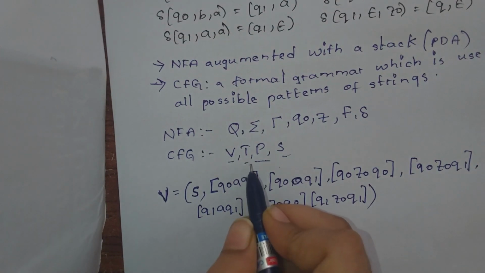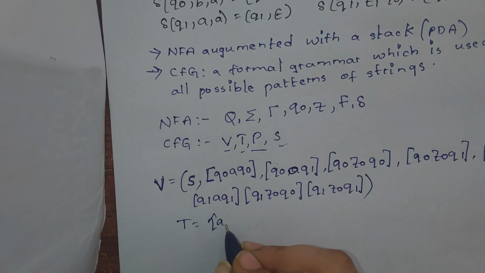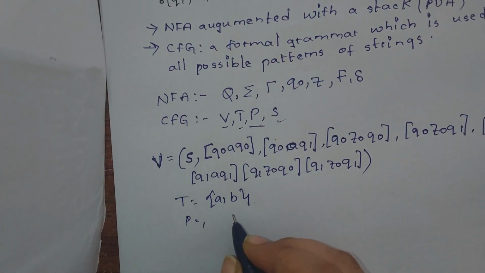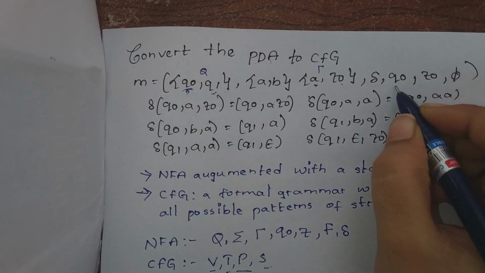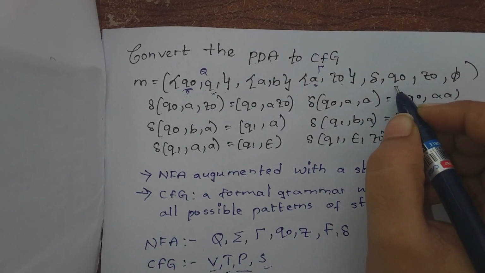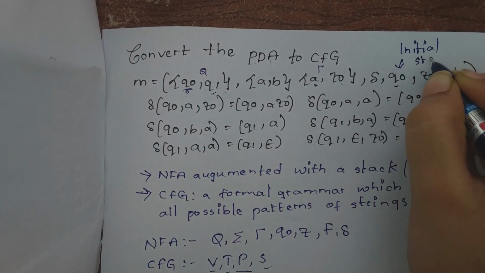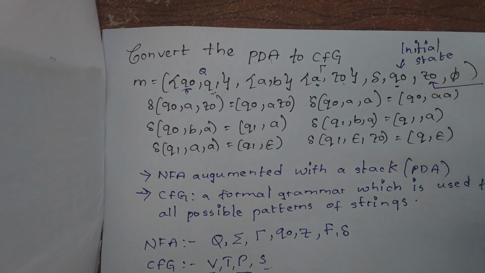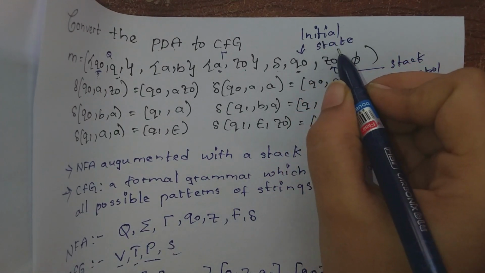Now we are going to see about terminals. Here we have A and B as the terminals. And next we are going to write the productions afterwards, and then we have to write the start state. Here we have Q naught and Z naught. Q naught is the initial state, whereas Z naught is the top of the stack symbol.